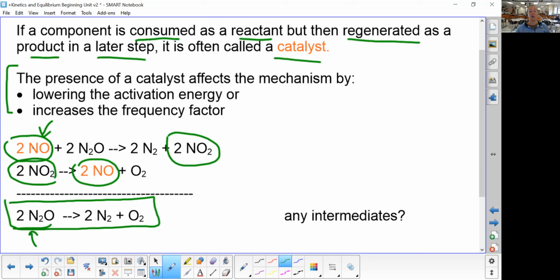So that's where I say a catalyst may undergo a chemical reaction, but it comes back, it gets spit out at the end. So that's why we don't write it in the overall chemical reaction.